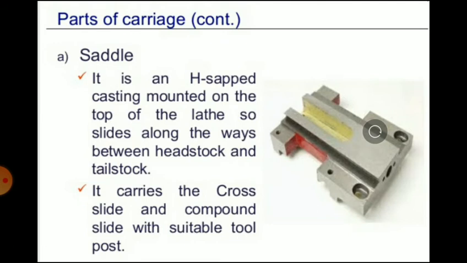So saddle is an H-shaped casting that fits over the bed and slides along the wedge. You can see it is an H-shaped casting that is called a saddle. It carries cross slide, compound slide and tool post. So over the saddle, the cross slide is mounted. Over the cross slide, there is a compound slide, and over the compound slide, there is a tool post. So different movements of the tool can be obtained.